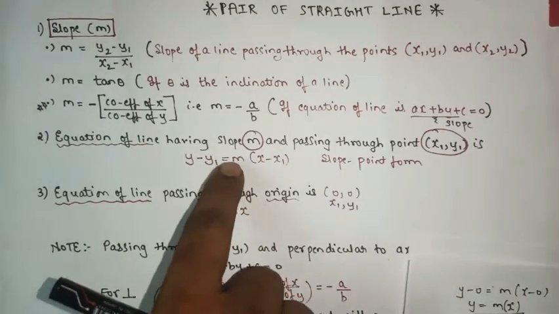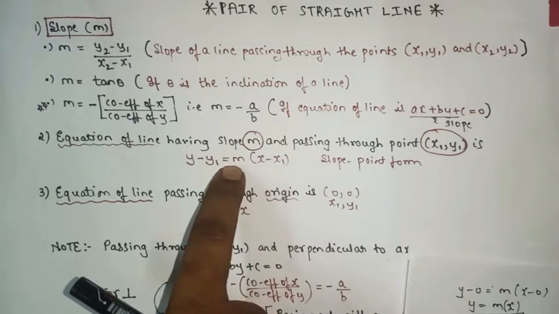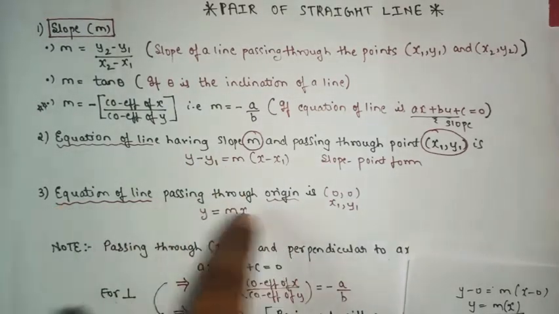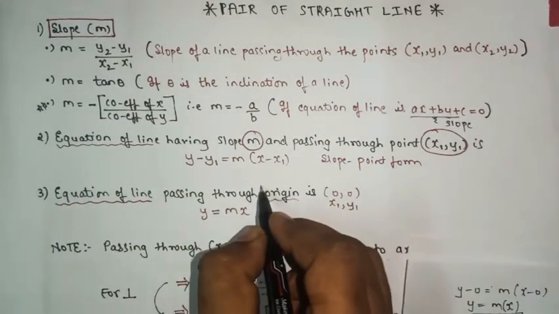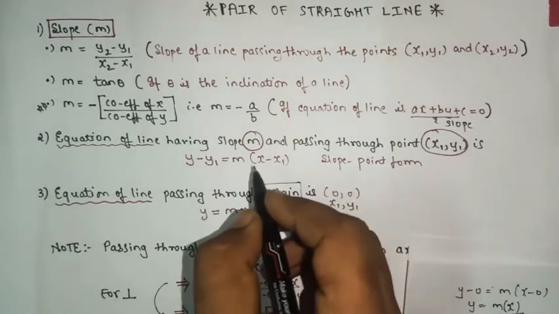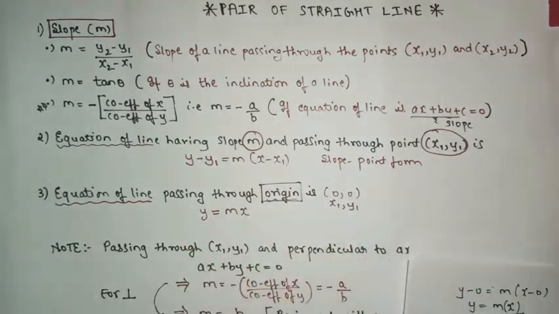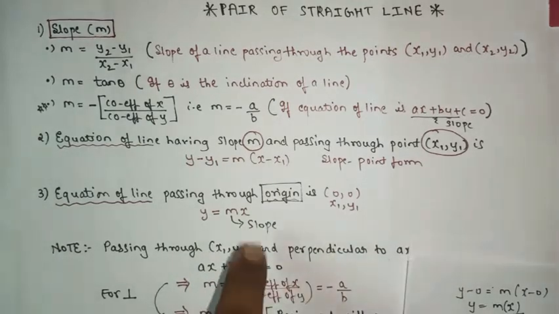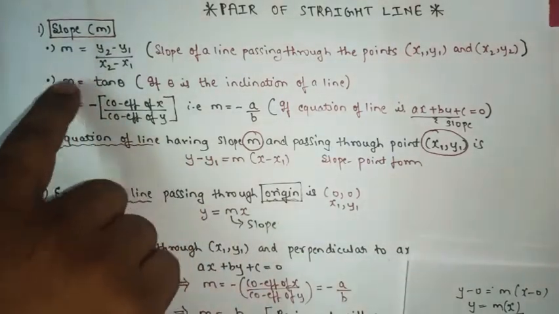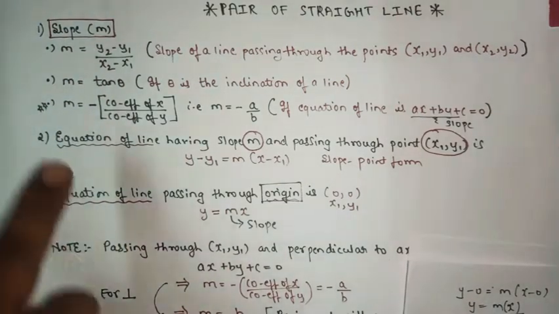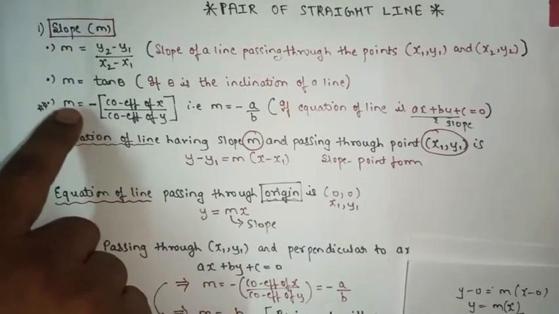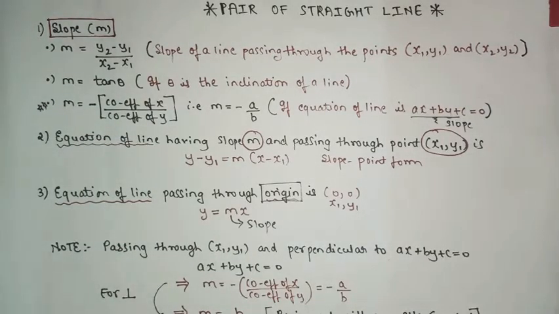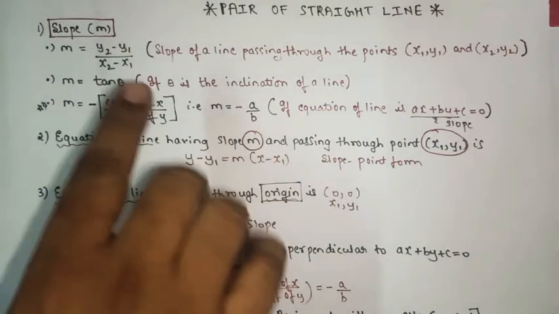So instead of applying this formula, whenever a statement comes, equation of line passing through the origin, straight away instead of applying this formula, we'll apply this shortcut formula, that is y equal to mx. Simply for this formula we require the slope, yes or no? Again, for slope there are three formulas, 1 2 3, but in many sums you will see that we have to apply the third one. So any doubt till here?